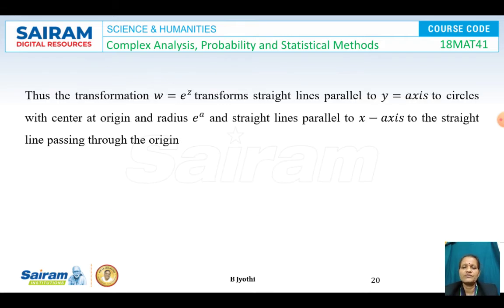So thus the transformation w is equal to e power z transforms the straight line parallel to y axis to the circles with center at the origin and radius e power a, and the straight lines parallel to x axis to the straight line passing through the origin, like y is equal to mx. This is v is equal to a constant into u.